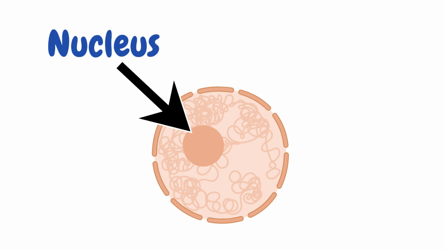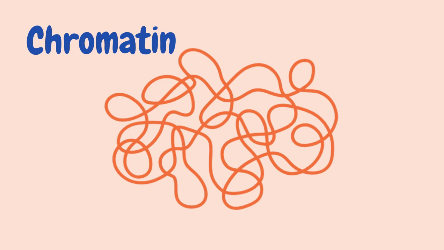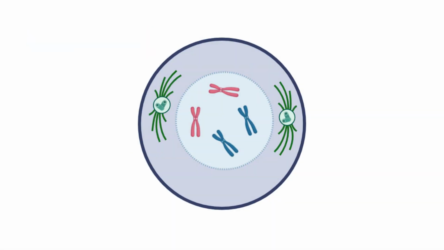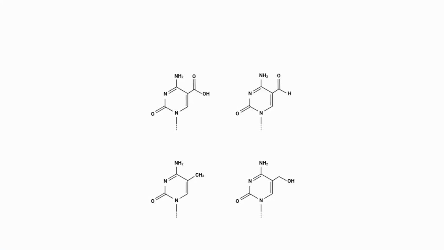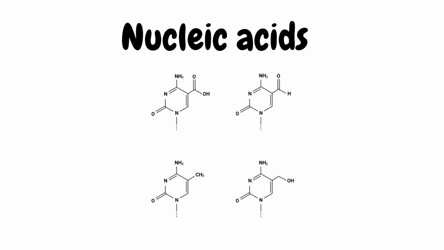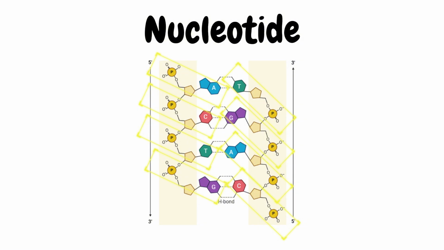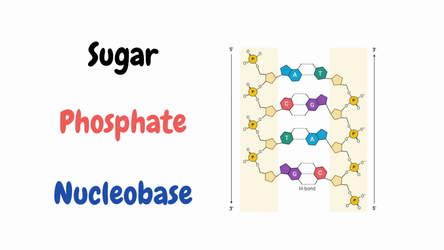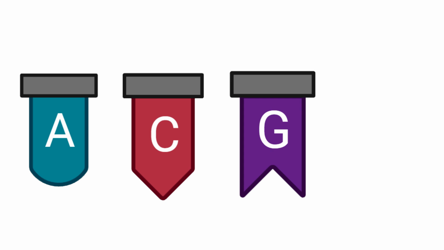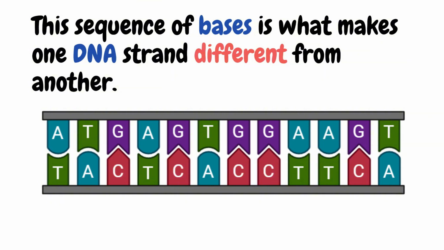Every living organism is made of cells. Inside most eukaryotic cells is a nucleus, basically the cell's command center, and packed inside the nucleus is a tangled stew of material called chromatin. During cell division, also known as mitosis, that chromatin tightens up into chromosomes. Chromosomes are built from nucleic acids, long chains called polymers. Each link in the chain is a nucleotide: a sugar, a phosphate, and one of four bases, A, C, G, or T. This sequence of bases is what makes one DNA strand different from another.